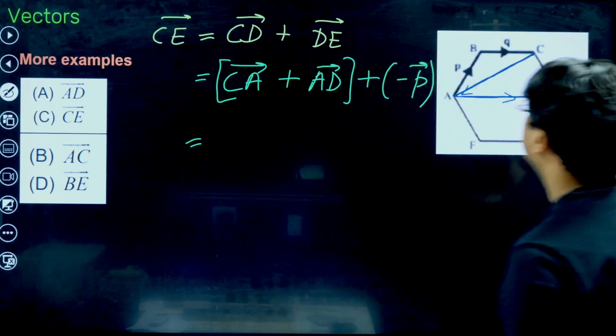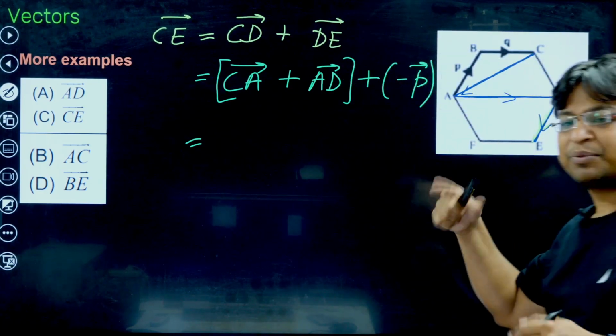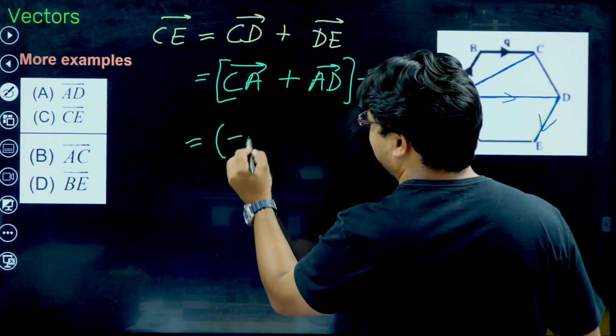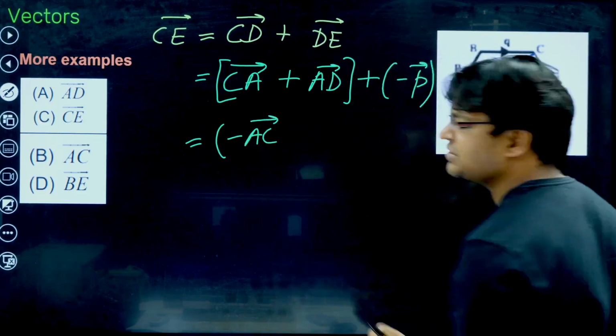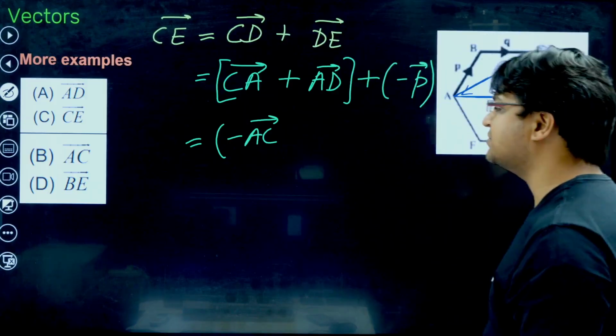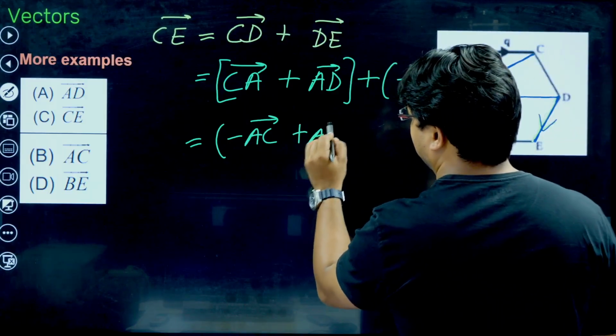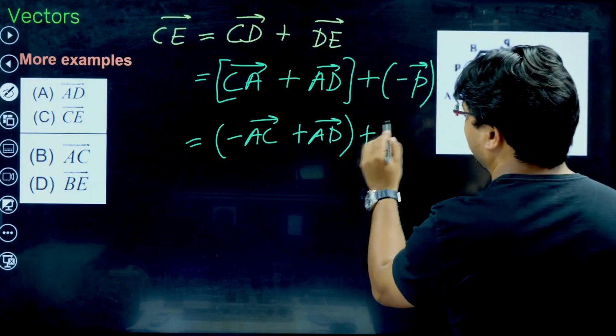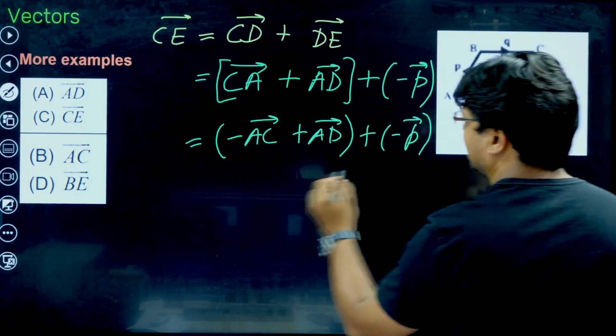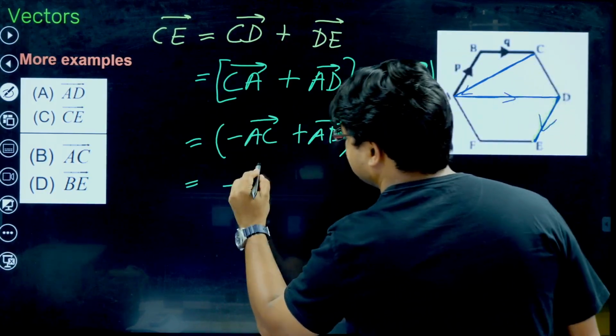Now, CA vector is opposite of AC vector. It is minus AC vector. I think that's pretty obvious. If you interchange head and tail, a minus will come into picture. So I think we are done now. Why? Notice minus of AC vector.